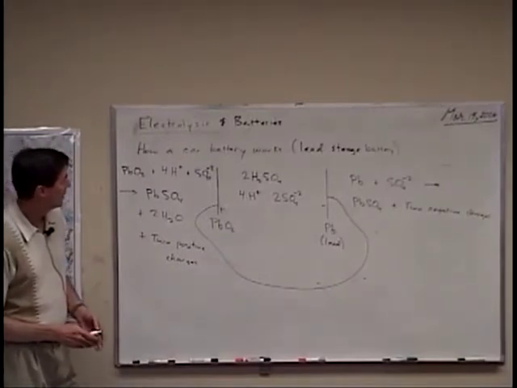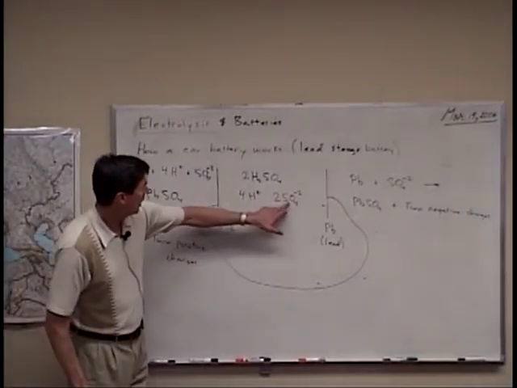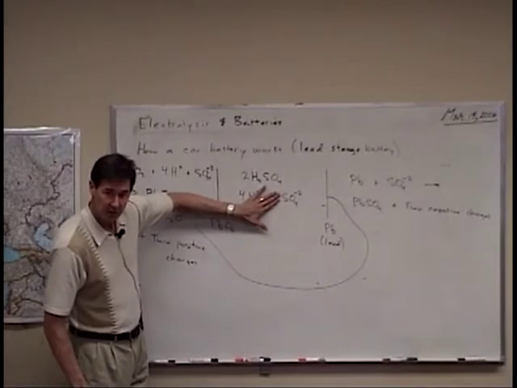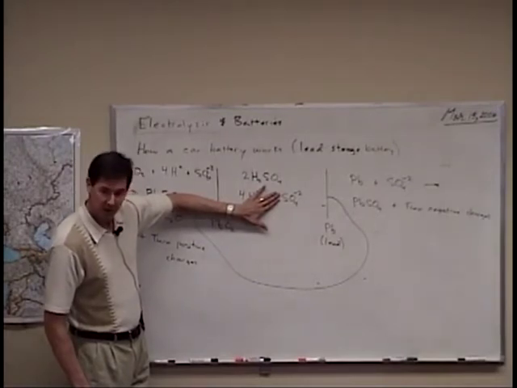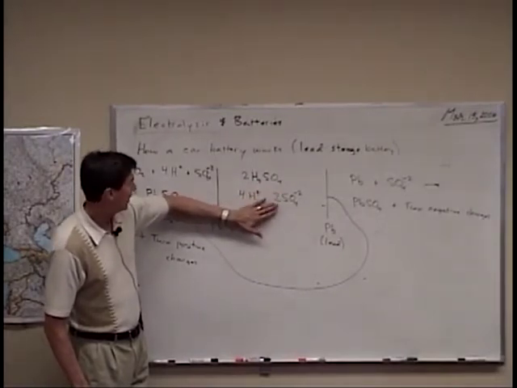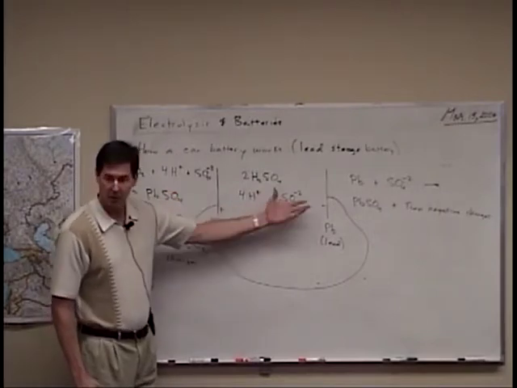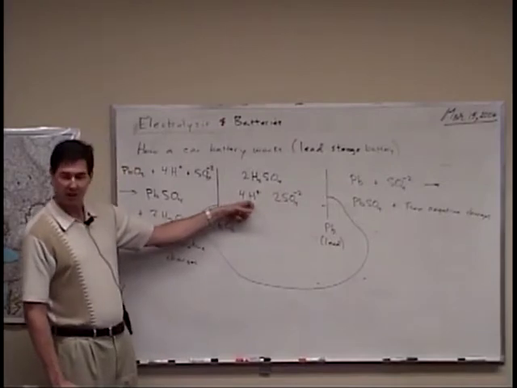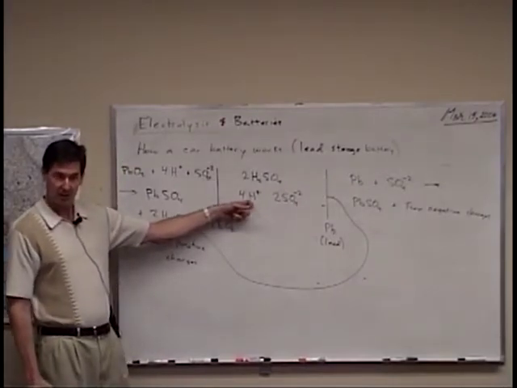Yeah, well, each one of these sulfur oxide ions has a double negative charge on it. So if I have 2 of them, I have a total of 4 negative charges. Now that exactly balances the 4 positive charges that I have on the hydrogens.